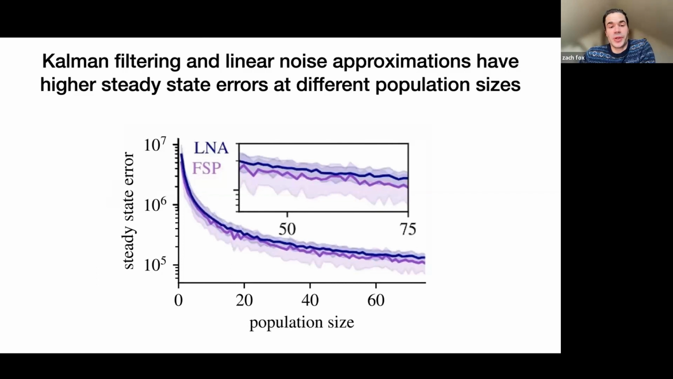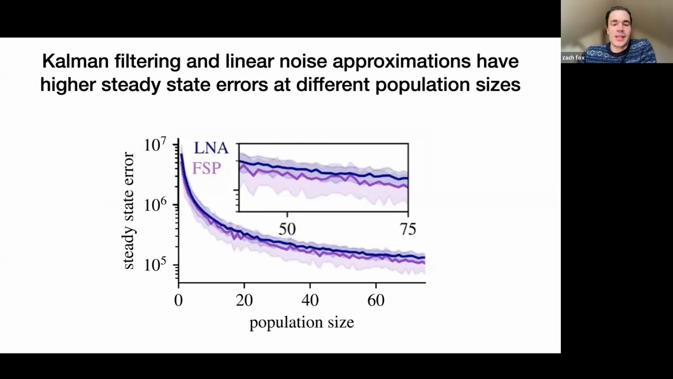The population level control has a higher steady state error. So this was in an experiment, which I didn't show, but where it's just drive the cells to a certain number of molecules. And that's what we define as the steady state number of molecules.